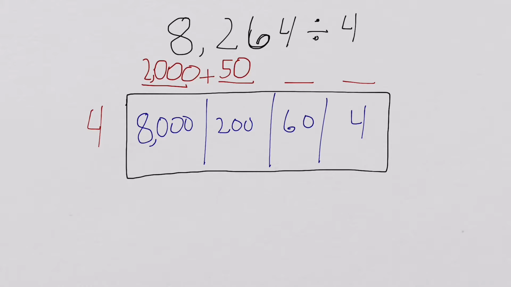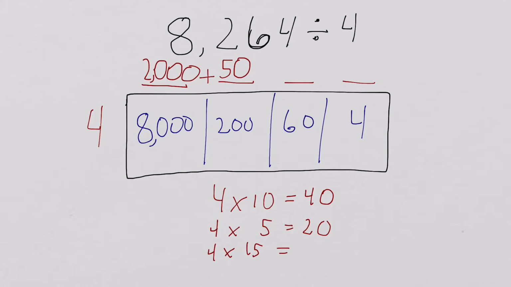Okay, now for probably the trickiest one this time. 4 times what is 60? Well, we know 4 times 10, let me write this down at the bottom, 4 times 10 equals 40. But we want to get to 60. Well, 4 times 5 is 20. And together, 40 and 20 give me 60. So if I combine 10 and 5, I should get the number we're looking for, which is 15. So 4 times 15 actually gives us 60. So we're going to put 15 up top here.